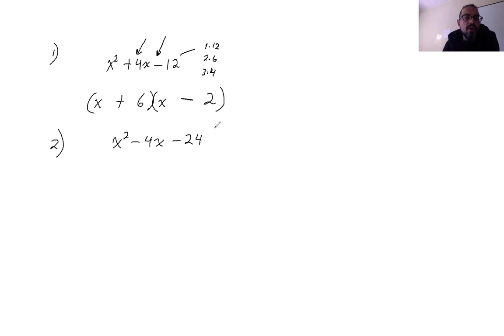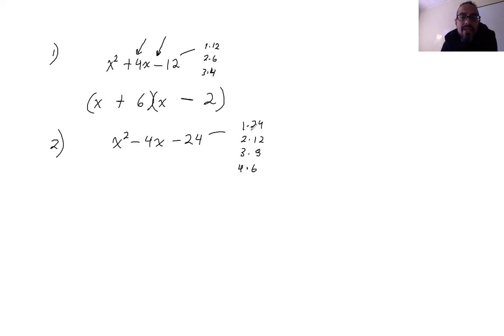Okay, so we're going to write out the same process as before. We're going to write out the factors of 24. We've got 1 times 24, 2 times 12, 3 times 8, 4 times 6. And I think that's it. Yeah, that's it. Okay, so I want to trinomial factor this.